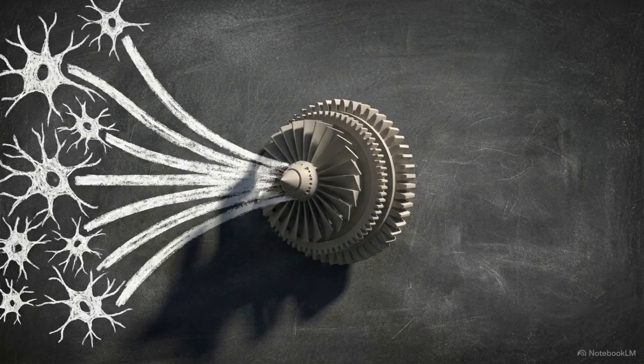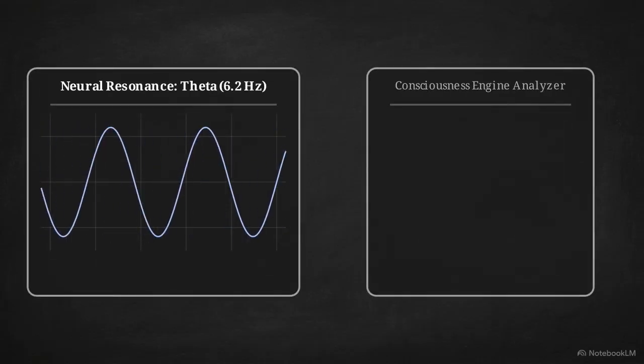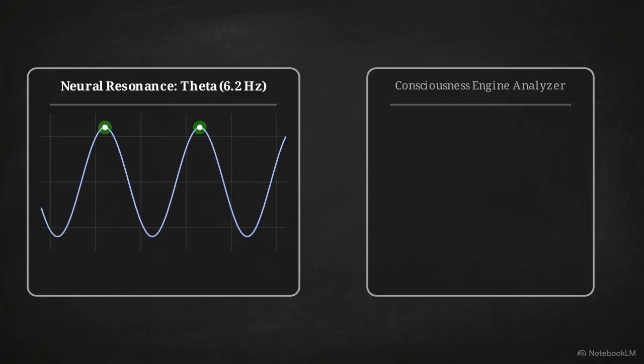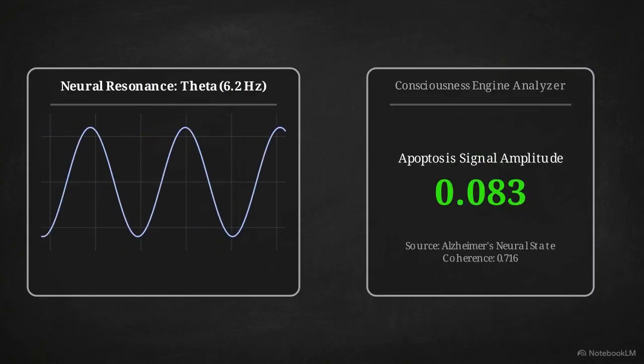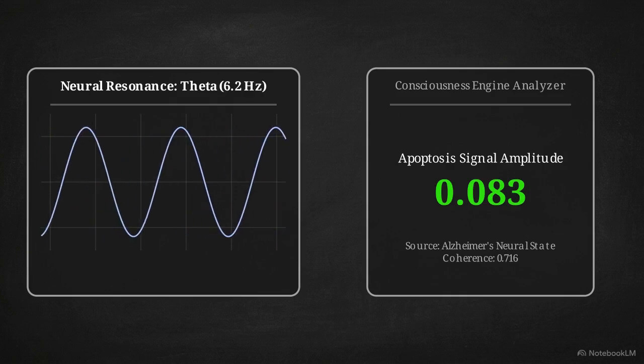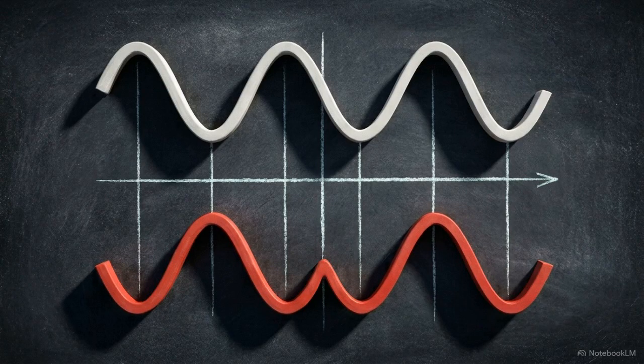To push the tumor over that cliff, the engine extracts the destructive energy localized within the Alzheimer's model. The model isolates the 6.2 Hz theta band, which provides the neural resonance signature for Alzheimer's apoptosis. Within this band, the precise apoptosis signal amplitude is calculated at 0.083. Weaponizing this signal requires a mathematical phase inversion.